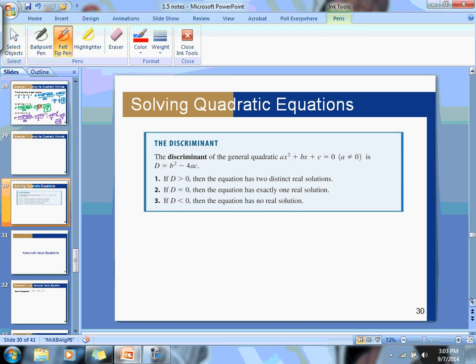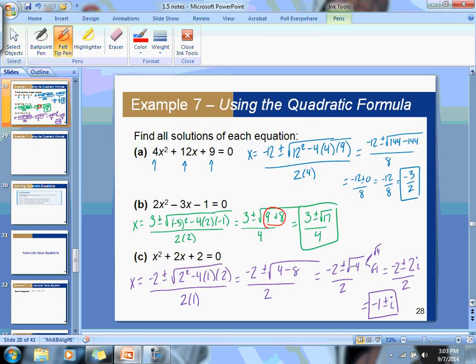Now if your discriminant is equal to 0, like we had back in example A, right here, this 144 minus 4, that's a value of 0. When that happens, you get 1 real solution, and that's what we got. We got 1 solution. It's a real number. So knowing that ahead of time can tell me the type of solution I'm going to get.